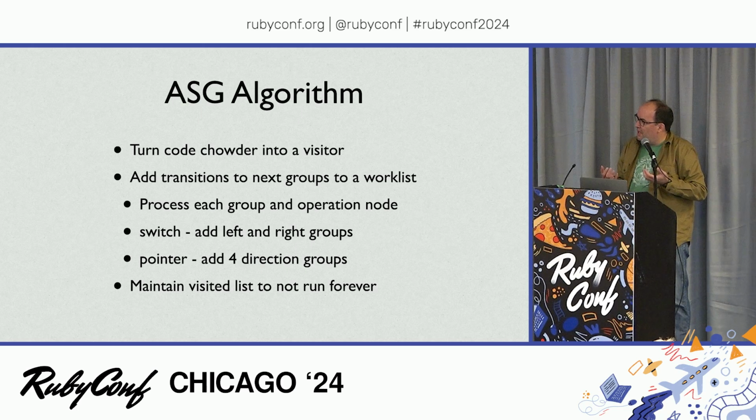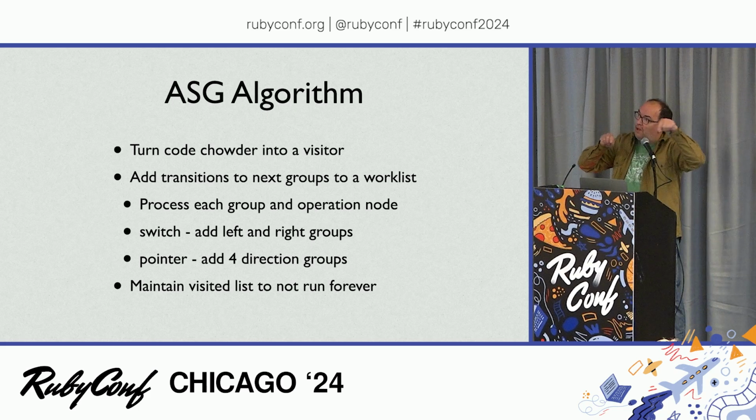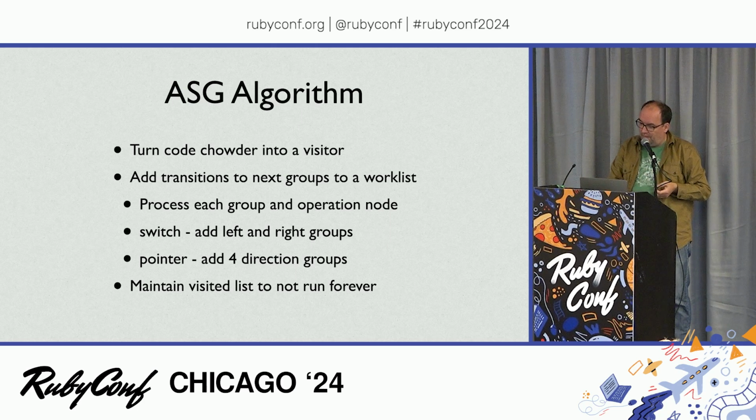And then the algorithm is we're going to just strip out the execution from the original Codel Chowder and make it into a visitor. And for every possible transition from one group to the next group, we're going to add it to a work list. So for the pointer operation, that can potentially go 4 different transitions, so we just add them in there. And we just process this thing until we have a complete graph.